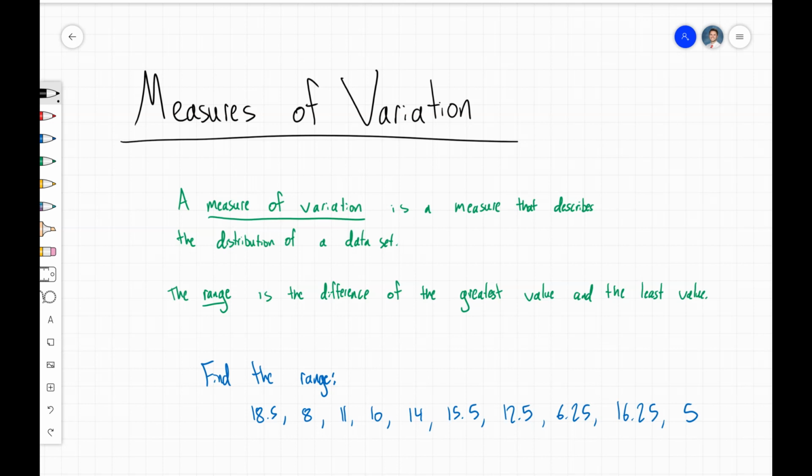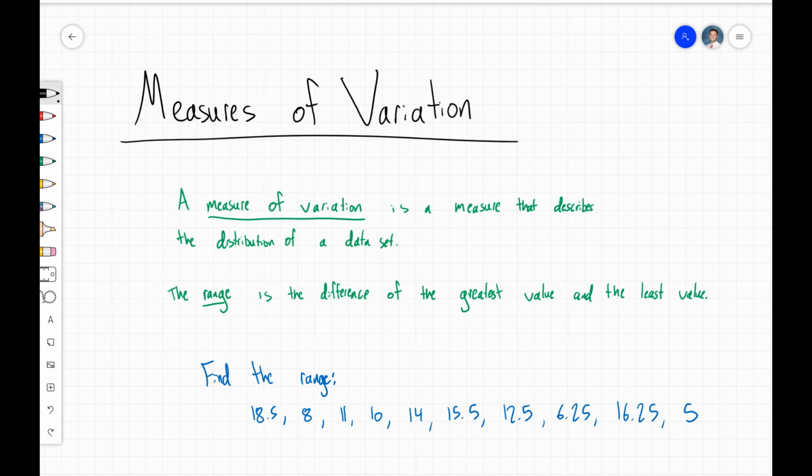So the range is one of our measures of variation, and it's simply the difference of the greatest value and the least value. For example, if you had a bunch of tests and your highest score was 100, but your lowest score was 40, then the range of all of your test scores would be 100 minus 40, which is 60. So that shows you that there's a pretty big range between your two scores.